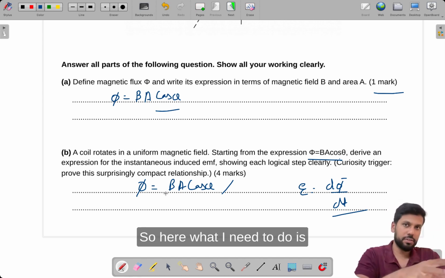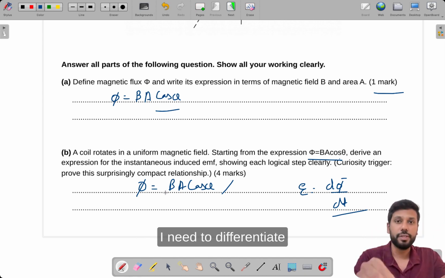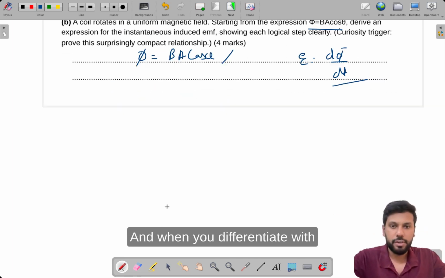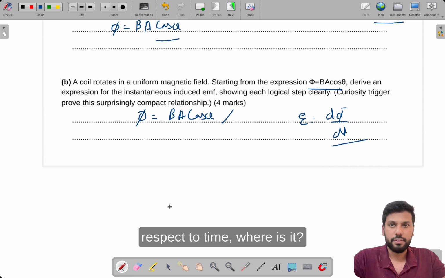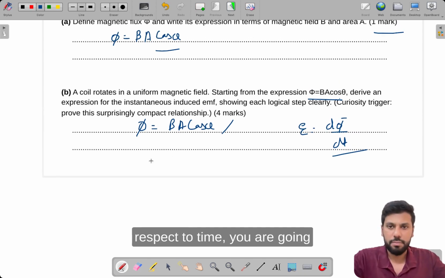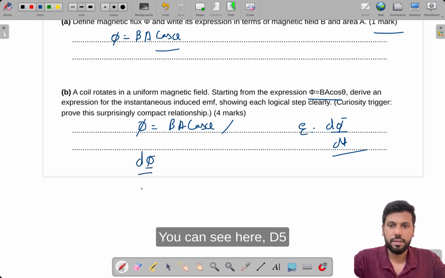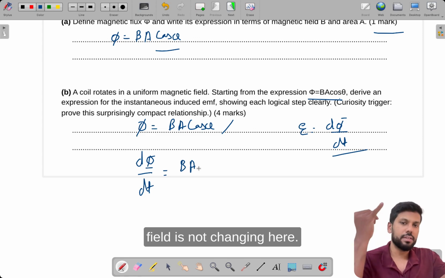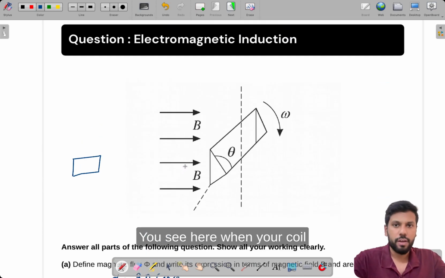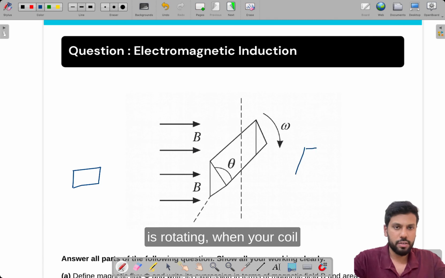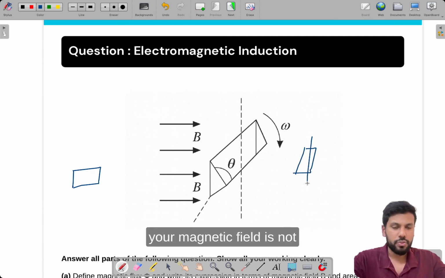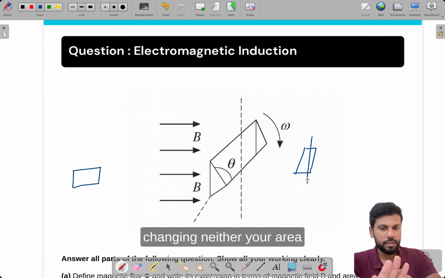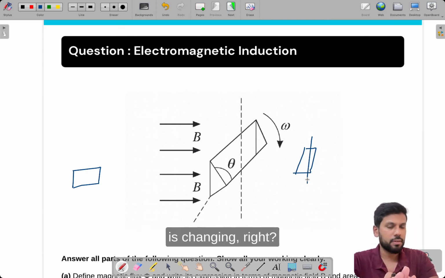So here what I need to do is differentiate with respect to time. When you differentiate with respect to time, you are going to get d phi by dt. You can see here, d phi by dt is equal to BA. Now you see that the magnetic field is not changing here. When your coil is actually rotating, your magnetic field is not changing, neither is your area changing, right?